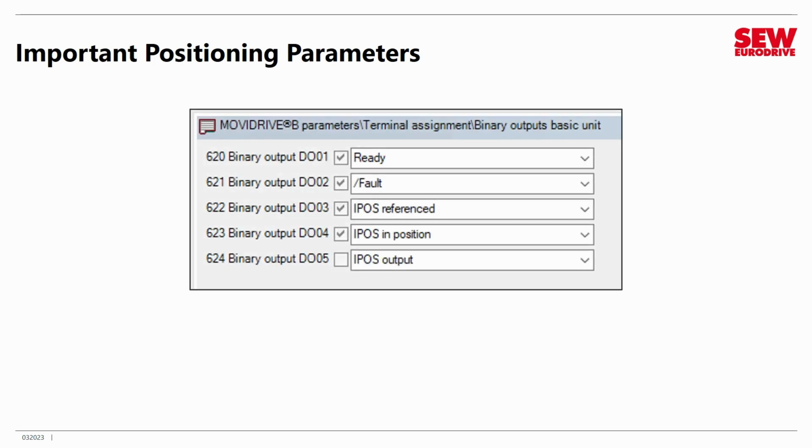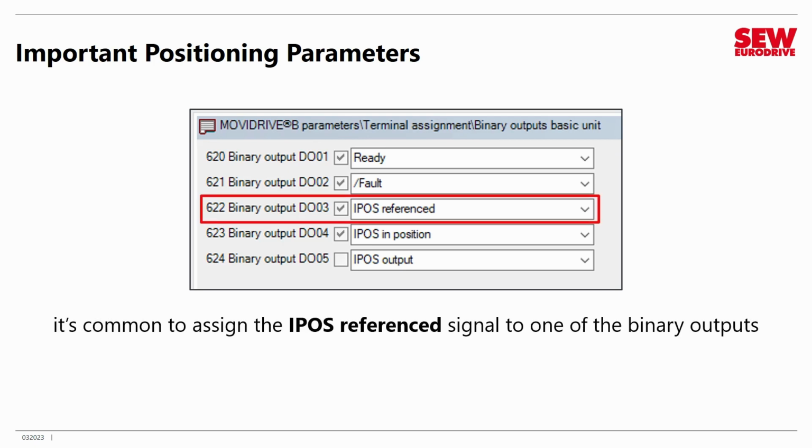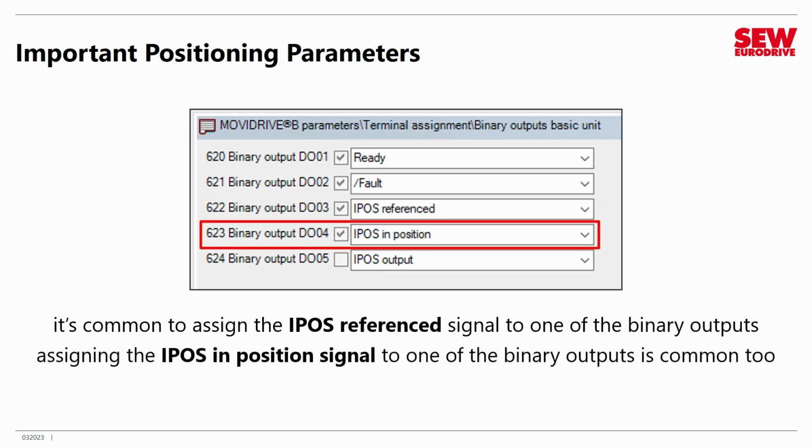It's fairly common to associate a few signals with the binary outputs, so you can use them for status information. When we set our drive up, we set DO03, which is a built-in digital output, to the IPOS reference signal. That indicates when the drive is actually referenced successfully. DO04 indicates when it's in position. That is handy because when you do a travel operation, you want to know when you've arrived.